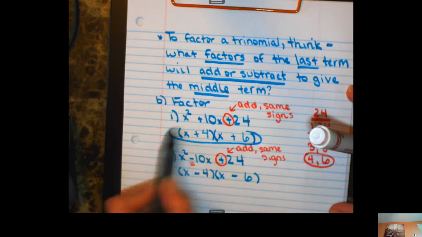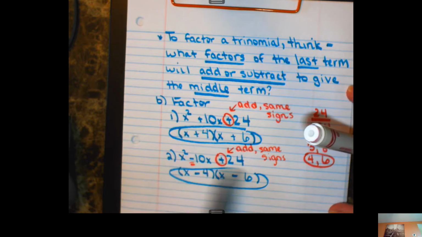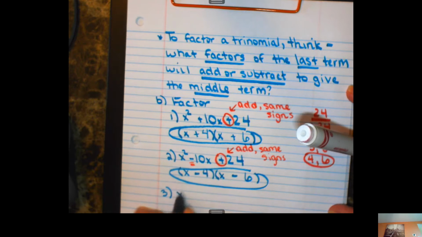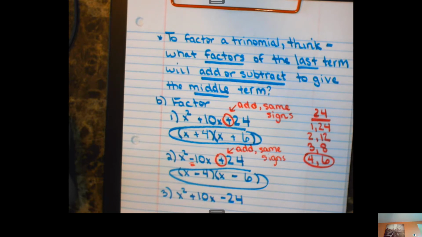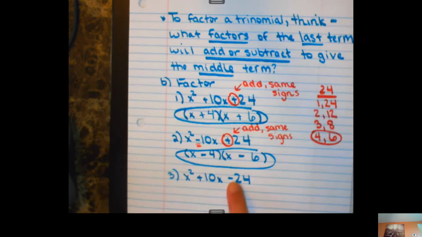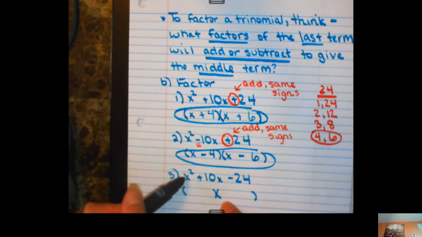So look at the difference in the answers. Let's try a third one. Very similar. Can you write x squared plus 10x minus 24? If you look at the difference, this time we have a minus at the end. So, I wonder if that changes our numbers. So 2 sets of parentheses. We know that what goes in the front is what we use to multiply to get this. So x and x.